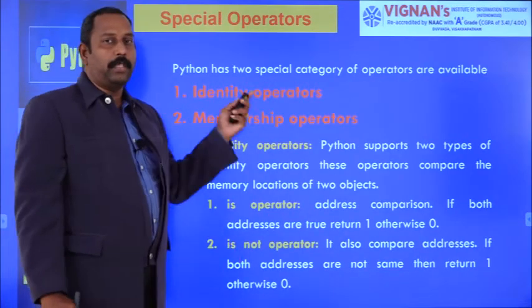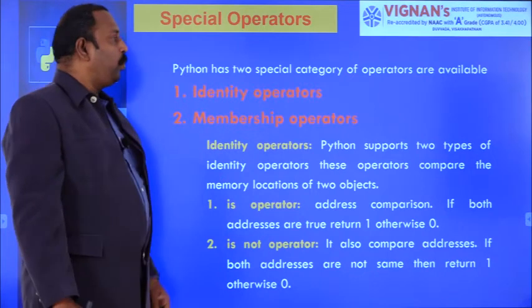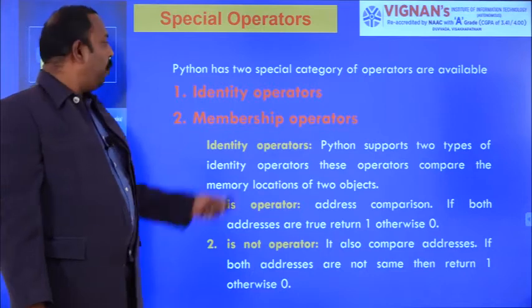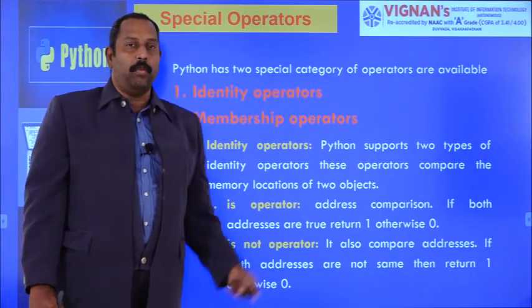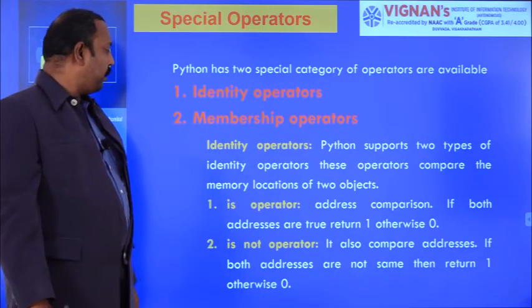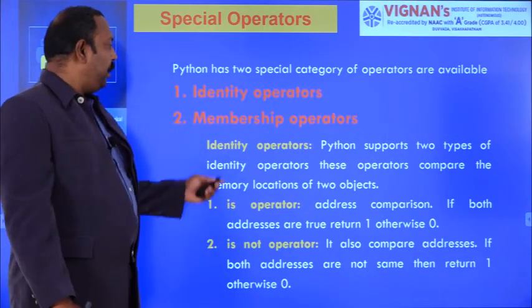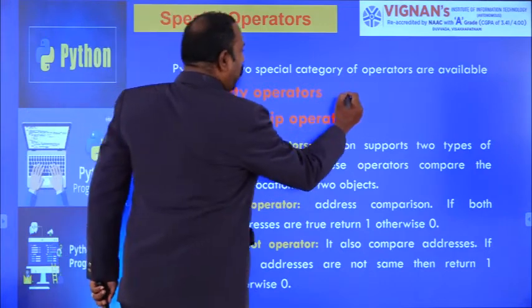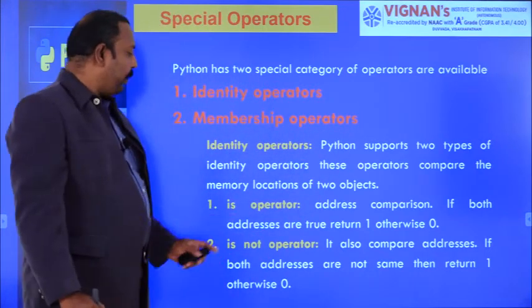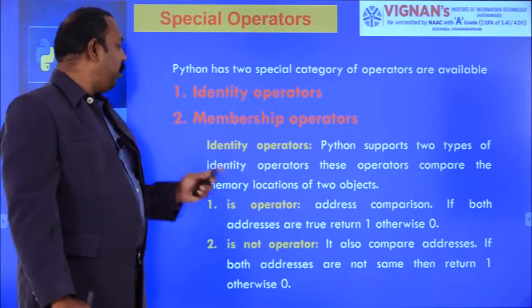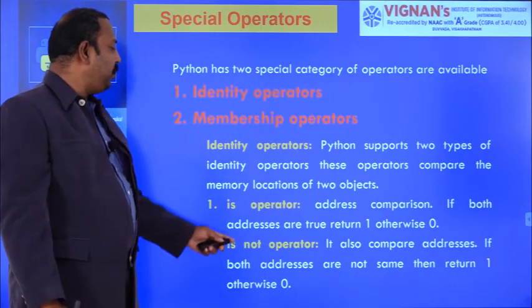Those are nothing but special operators in Python. There are two types of special operators available in Python. One is the identity operator, and the second one is the membership operator. The identity operators are the is operator and the is not operator.